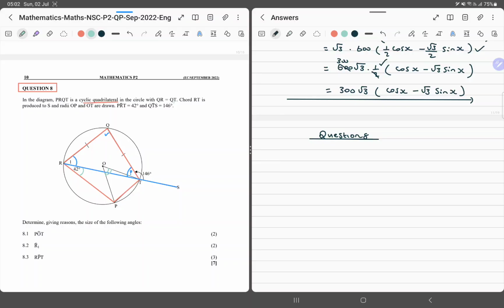In the circle QR is equal to QT, we've already done that and worked out things. Chord RT is produced to S, we already saw it. And radii OP and OT are drawn. And then PRT is 42 degrees and QTS is 146. So we could see that. And then again, we could add some info there that this one and that one should be equal.